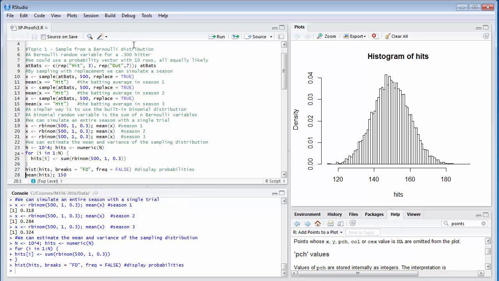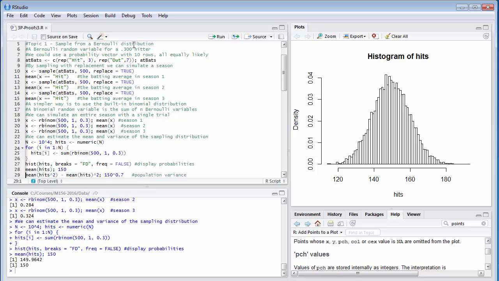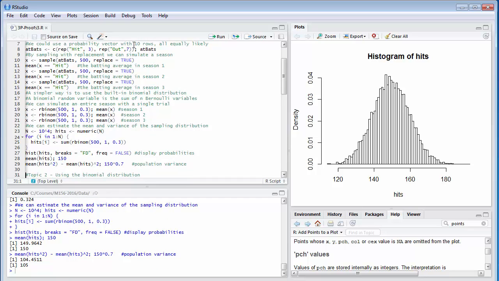I can make a histogram. I find that breaks equals FD generally gives a nicer looking histogram than the default. And notice I set freq equal to false. That means vertically it displays a probability density function. If I take the mean of this vector, I get something very close to 150. And if I take the mean of the squared deviations, I get something very close to the population variance. So there we used the binomial distribution with one trial, the Bernoulli distribution.